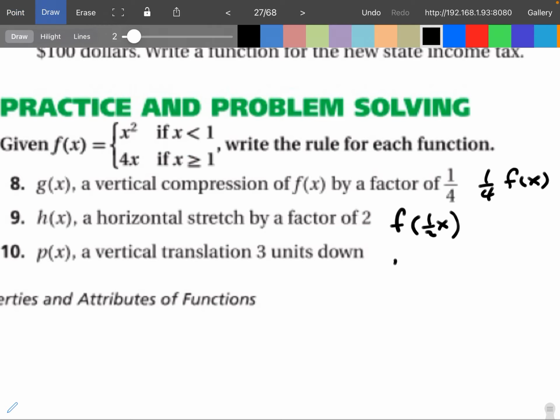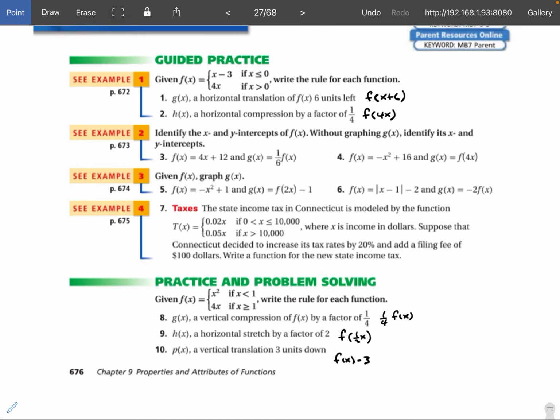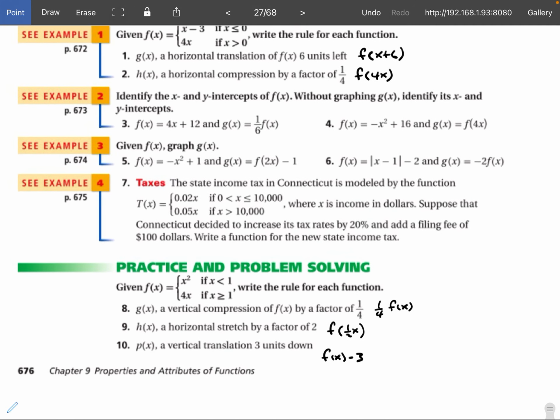And then number 10, the last one, p of x is a vertical translation of f of x 3 units down. So 3 units down is just going to be f of x minus 3. The 3 is going to be on the outside. That's going to move it down 3 units, subtracting 3 from all the y values on that graph. Again, this one is a vertical transformation, so on number 10 you do not have to mess with these domains, okay? They're going to stay the same.